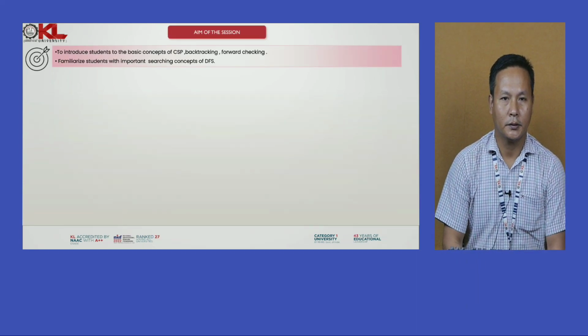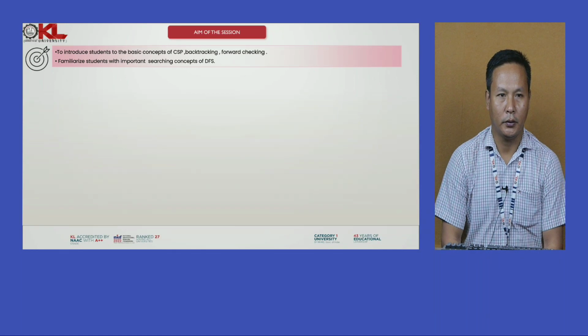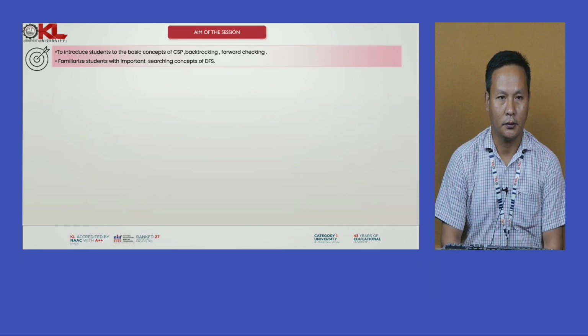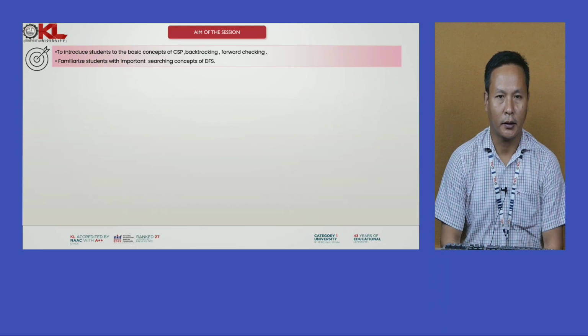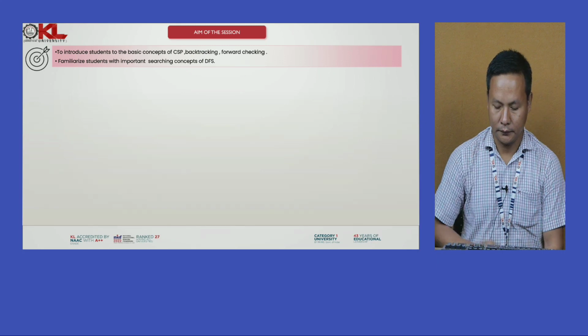The aim of this presentation session is to introduce the students to the basic concepts of the constraint satisfaction problem and its techniques, backtracking and forward checking. We have to discuss all these topics and familiarize the students with the important searching concepts used in this technique.